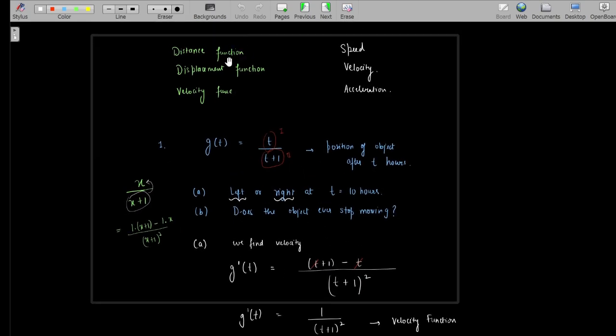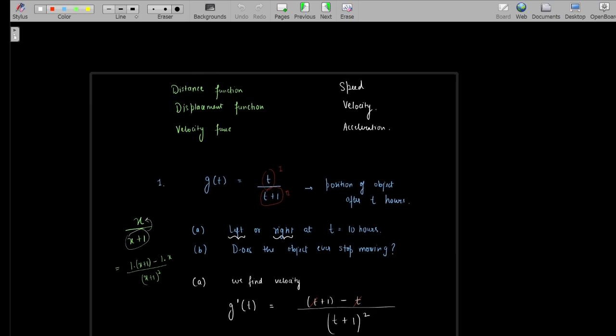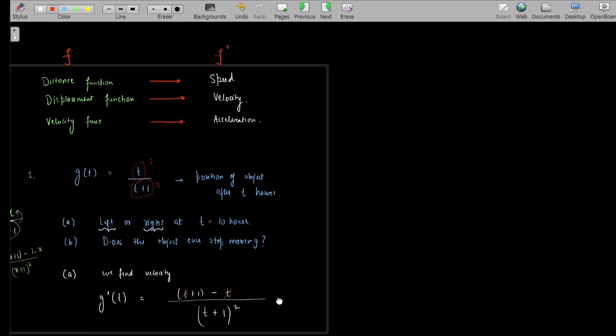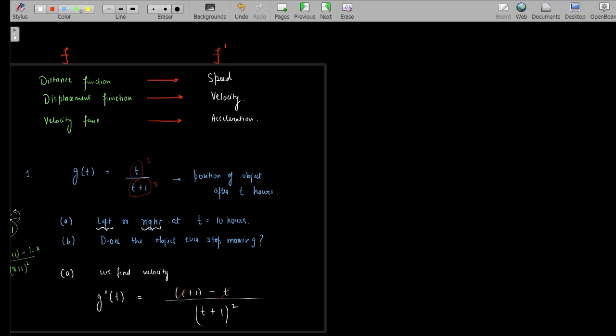So we had a distance function, and when we differentiated the distance function we got the speed. When you have a displacement function and when you differentiate it you get velocity. So this is f and this is f prime. And when you have a velocity function you differentiate it, you get acceleration. You remember this? Yes.